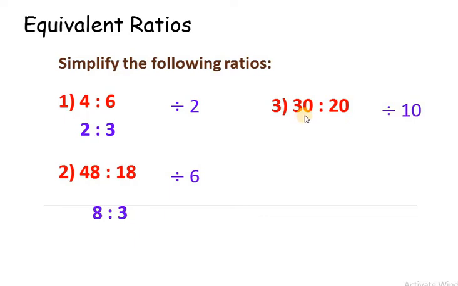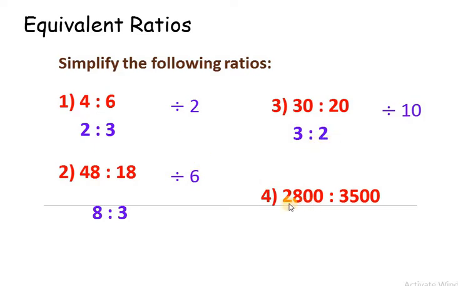Okay, 30 to 20. I want to simplify. Look here, I have 0 and 0, so this will be divided by 10. And if I have 0 and 0, I can divide it by 5. Yes, I can divide it also by an even number, because 0 is even. Yes, but it is easy to divide it by 10. 30 divided by 10 equals 3, and 20 divided by 10 equals 2. So the simplest form here is 3 to 2.